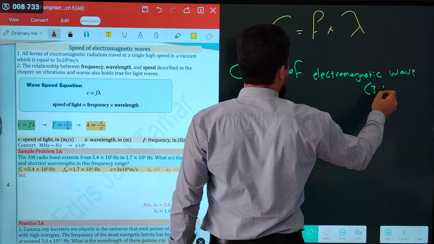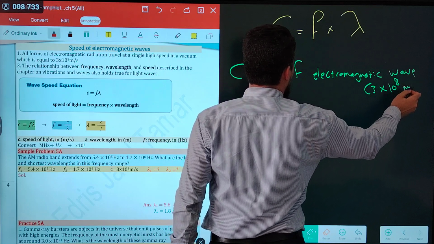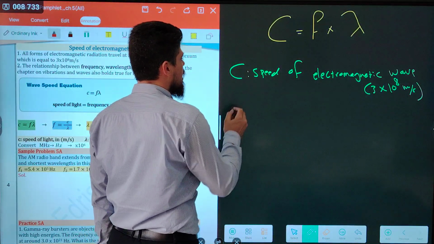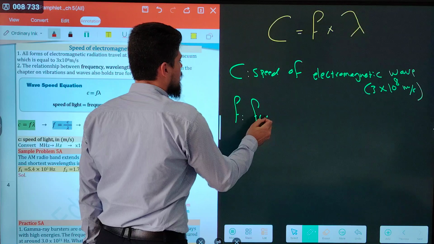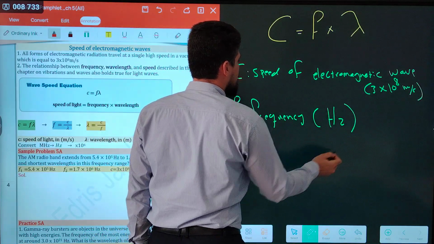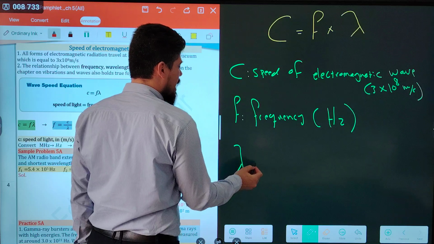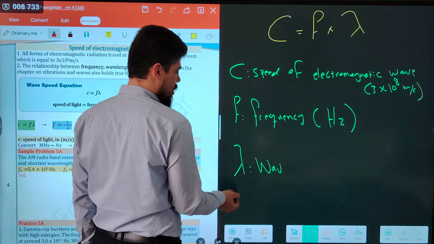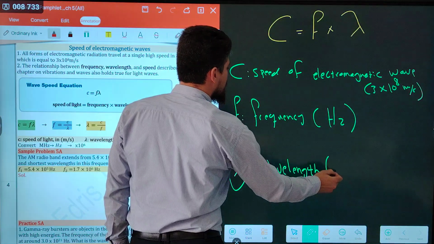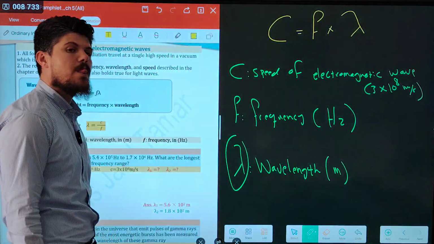Which is equal to 3 times 10 to the power 8 meter per second. So you have to memorize this value of the speed of light in vacuum. F is frequency, measured in hertz. Lambda is wavelength, measured in meter.